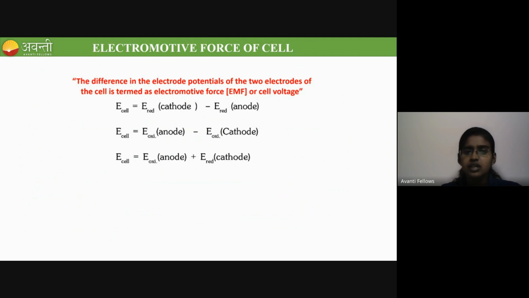Reduction potential of cathode minus reduction potential of anode, or oxidation potential of anode minus oxidation potential of cathode, or oxidation potential of anode plus reduction potential of cathode. So all these three formulas you can note down. Very important formulas. So we will use the corresponding formula for the respective problems.